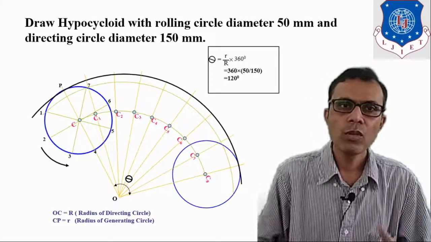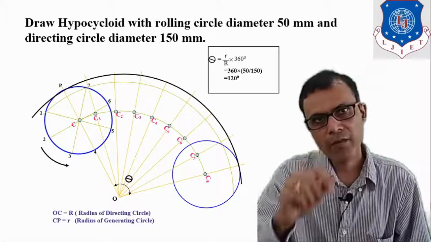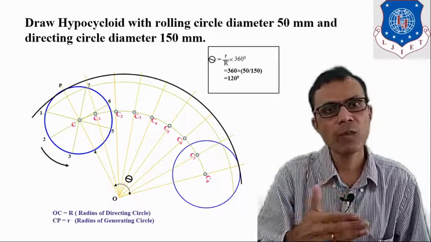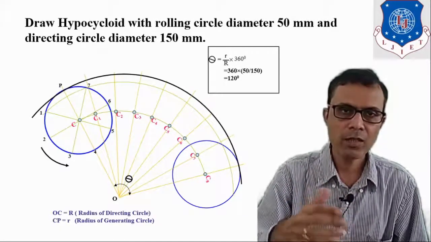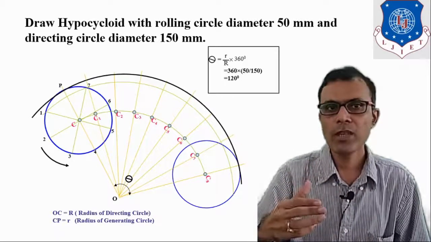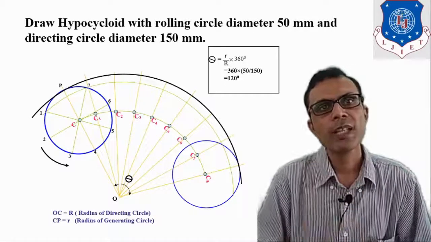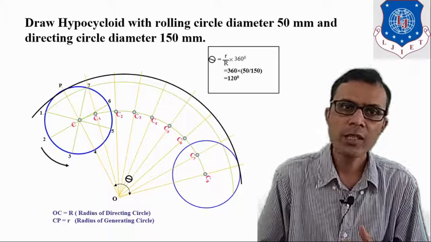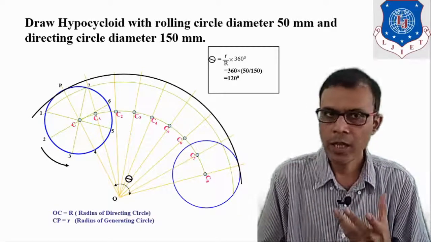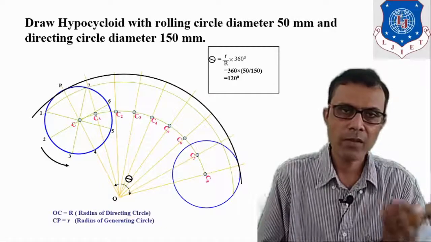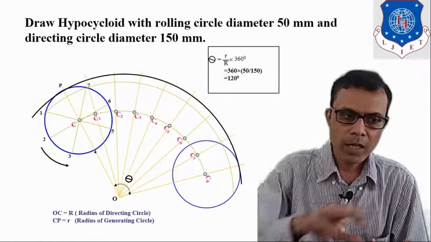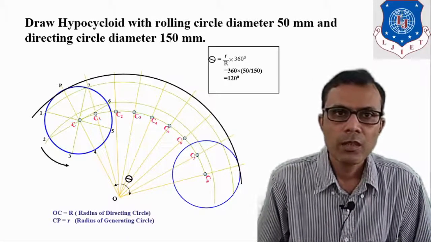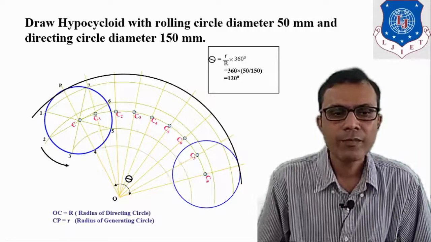Now we have to draw the arc from each and every division of the rolling circle. So for that, we take O point as the center point, that is the center point for the directing circle. Compass size will be equal to the distance from O to the respective division number, and then we will draw the arc. If all the divisions are marked accurately, then some divisions like 1, 7, 2, 8 will coincide with each other. So now we are drawing this arc from each and every division.